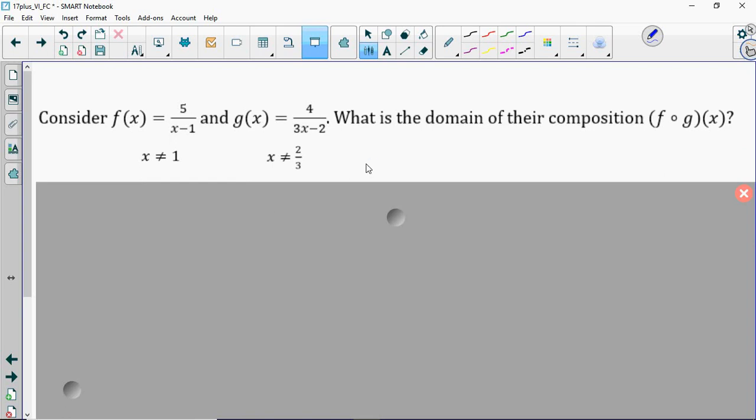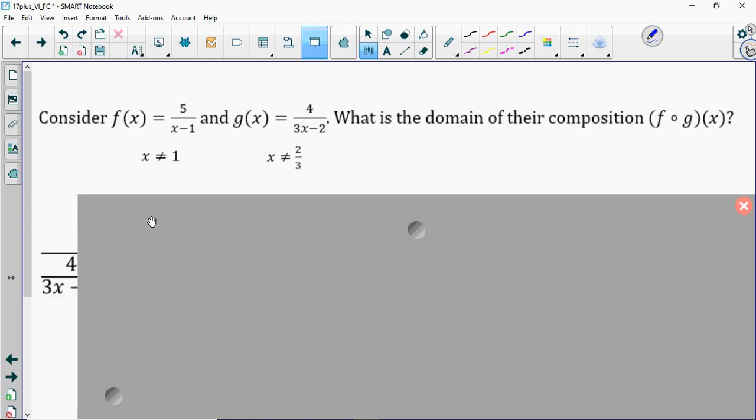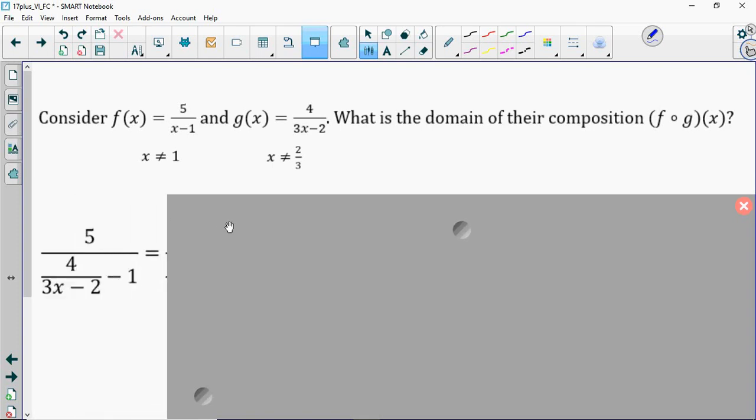So now we're going to do our composition f of g of x, which means that g is going into f. So let's do that. Here we've got, remember, f is 5 over x minus 1. This one's exciting because we're putting a fraction into a fraction. So we have 5 over 4 over 3x minus 2 minus 1.